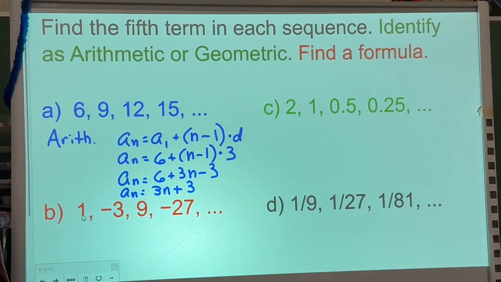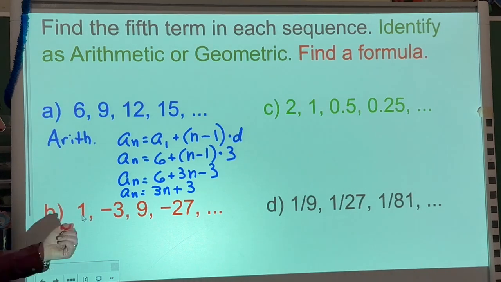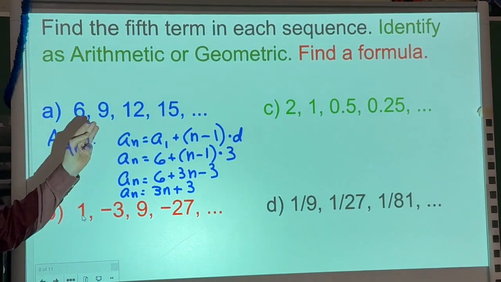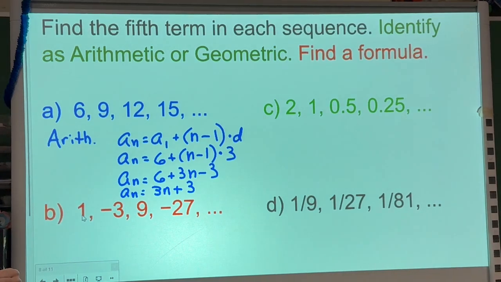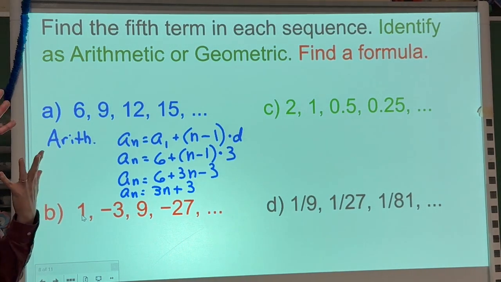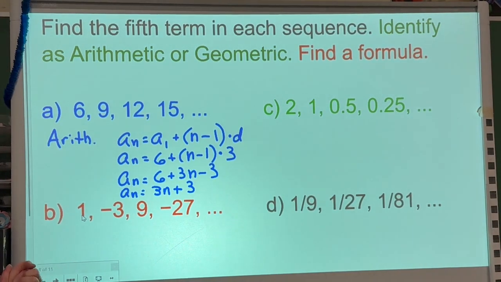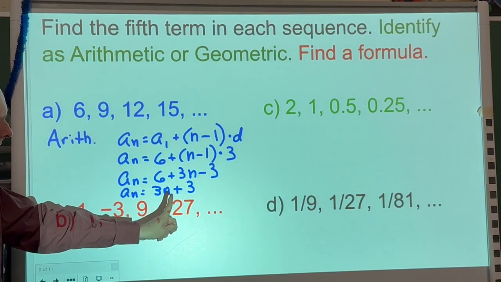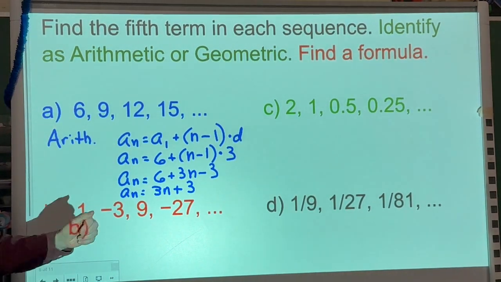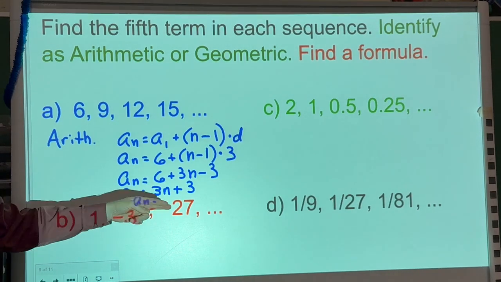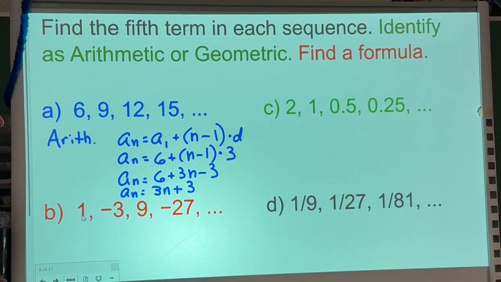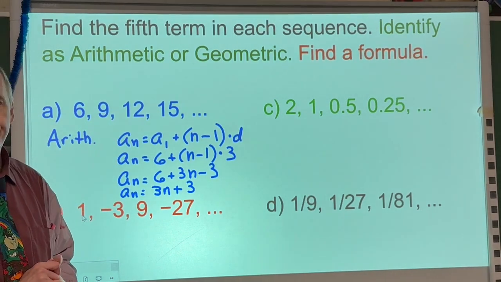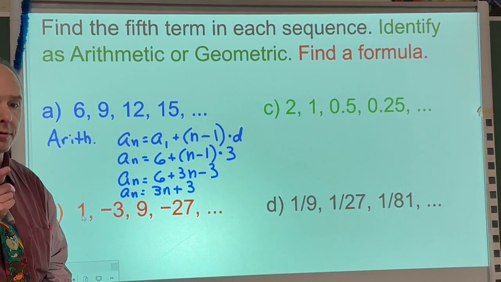And again, if you're not sure, you can always plug in n is 1, n is 2, n is 3 to get your first 3 terms. If it works for 3 of them, it's most likely going to work for the rest. So n is 1. 3 times 1 is 3, plus 3, 6. n is 2. 3 times 2 is 6, plus 3, 9. n is 3. 3 times 3 is 9, plus 3 is 12. I'm confident my formula works.